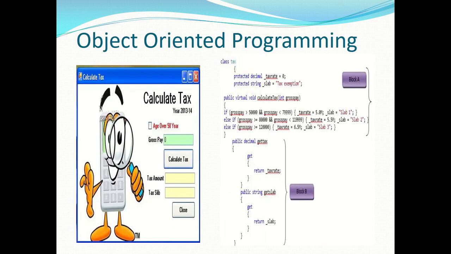Now, for an object-oriented programming language, you can create the code, the class, which is basically an object of code.